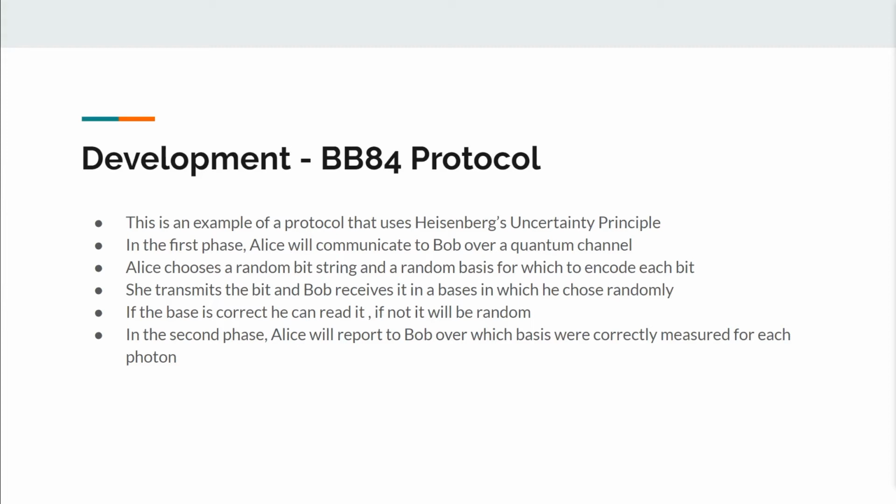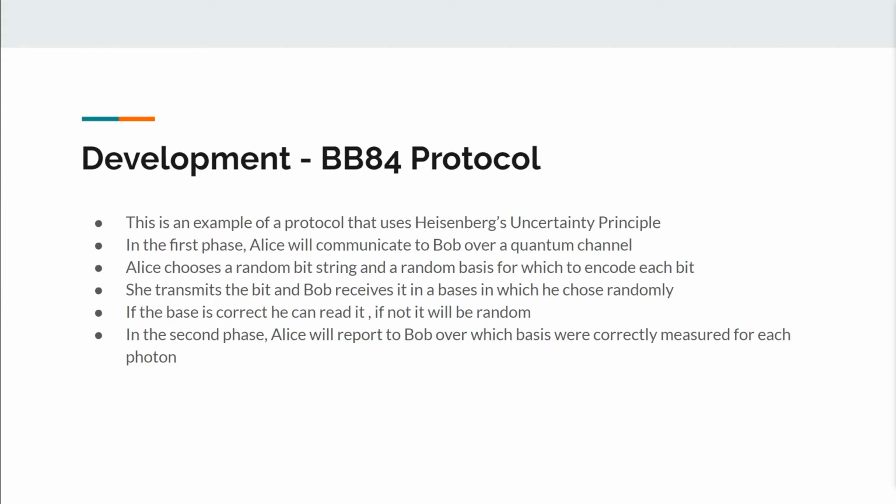So now Bob receives it. He will measure the photon's polarization by a randomly chosen basis. Essentially, if they both had chosen the same polarization, then Bob can measure Alice's bit correctly. Otherwise, it's random. So that's pretty much how the first phase works.